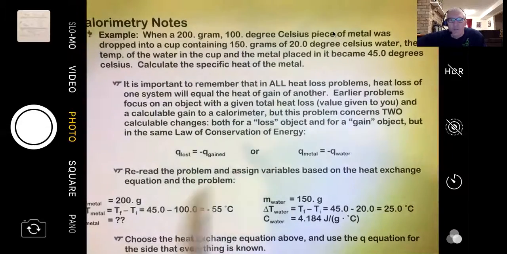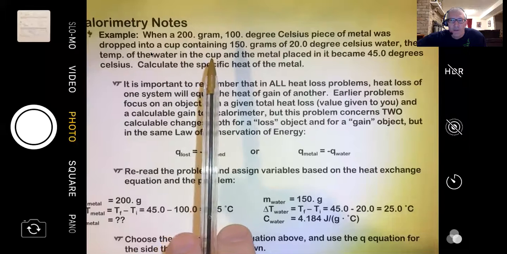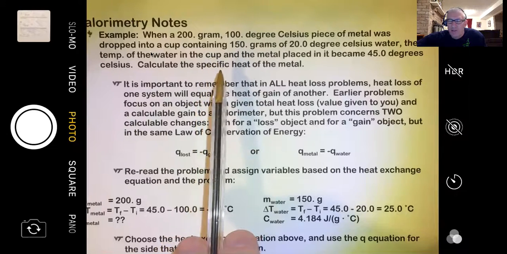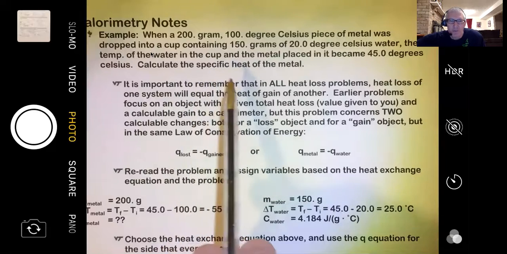Okay, welcome back to our calorimetry notes. This is part two, and I broke it up because these problems can get a little bit long and challenging. So in part one, we went through the first two pages of notes, and now we're looking at the last page. And this is a pretty daunting example problem, so let's go through this.